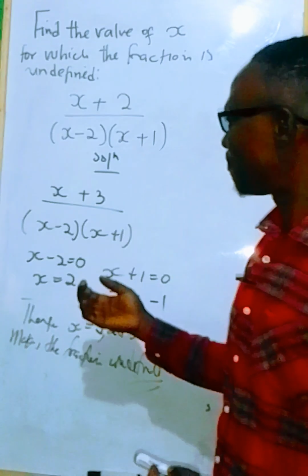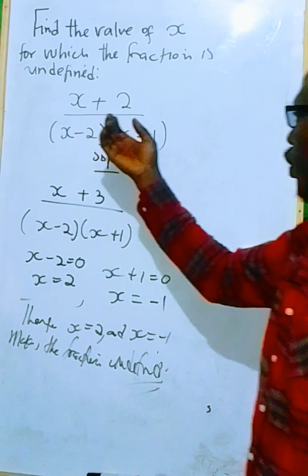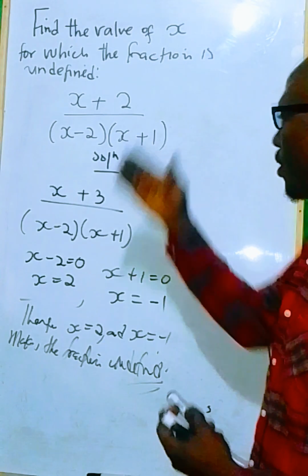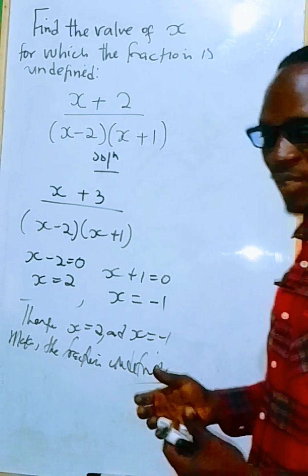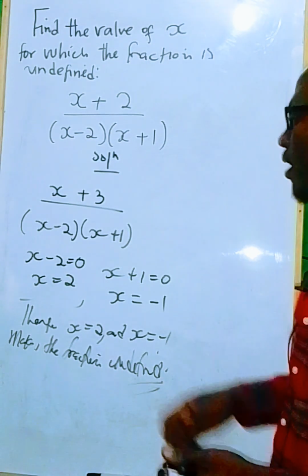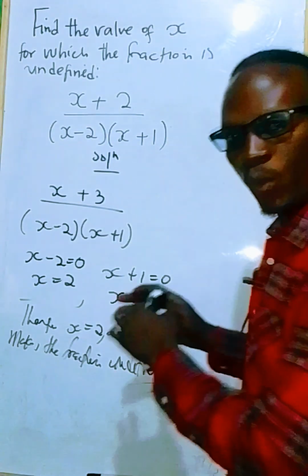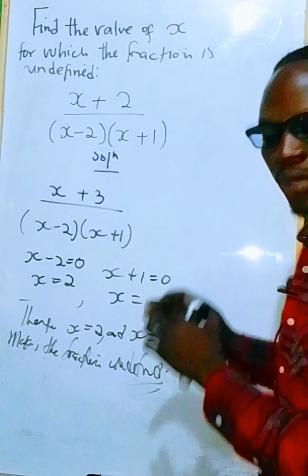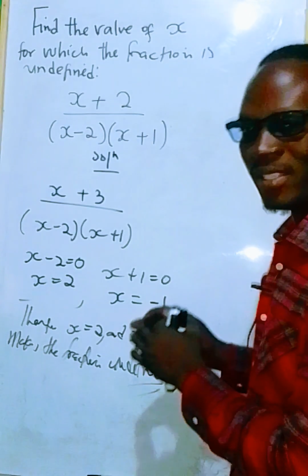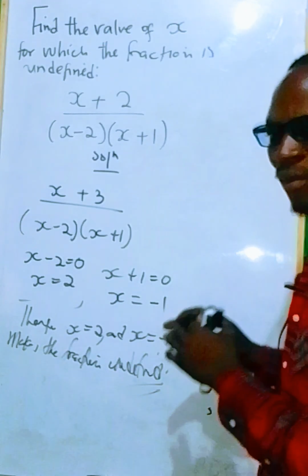Now, let me take it over. You find a way to equate the denominator to 0. Then you make sure that if they are in two parts, you equate the two parts respectively; if 3 parts, you equate all the 3 parts to 0. Then you find the value of x.